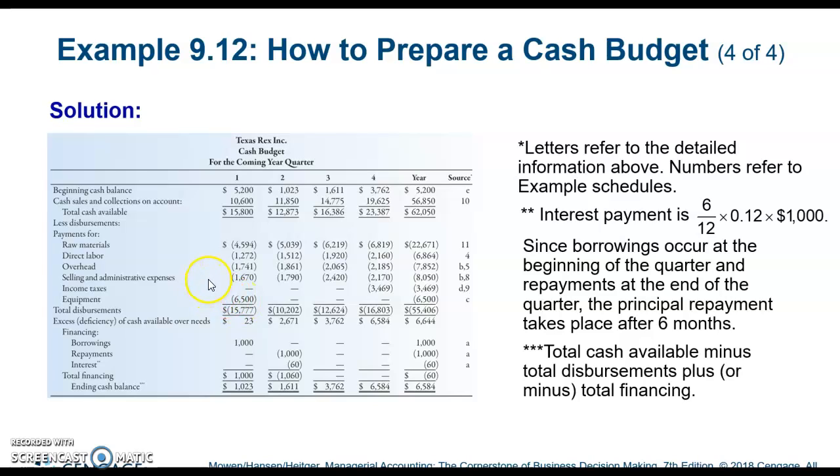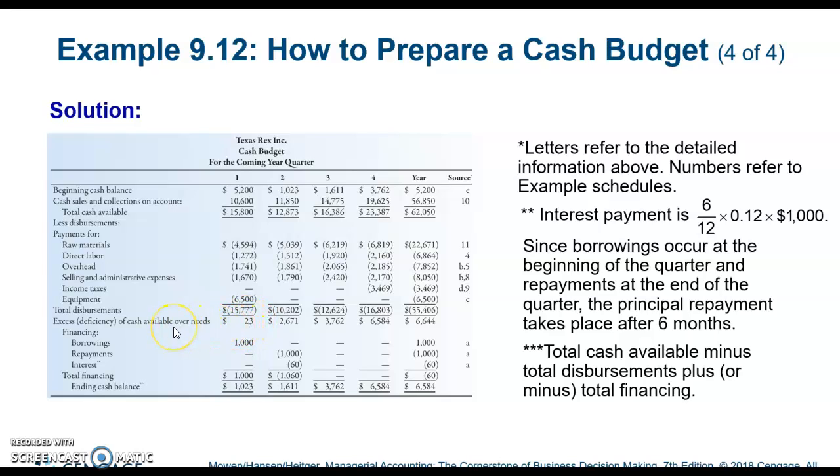Now, do realize that out of the overhead and the selling and administrative expenses, we took out the depreciation. So this is just the part that we're actually going to pay cash out of. Okay? So I add all of those up. Those are all the cash amounts we expect to pay out in the first quarter, and that's $15,777. So we were going to have $15,800 available minus our $15,777 that we expect to pay, and that gives us only $23 left over.